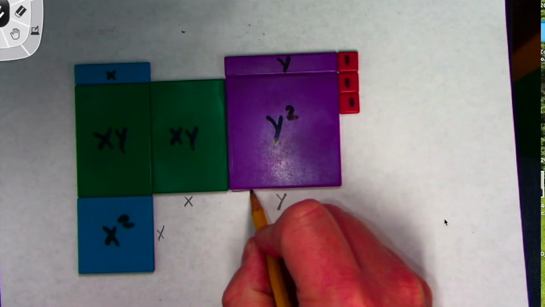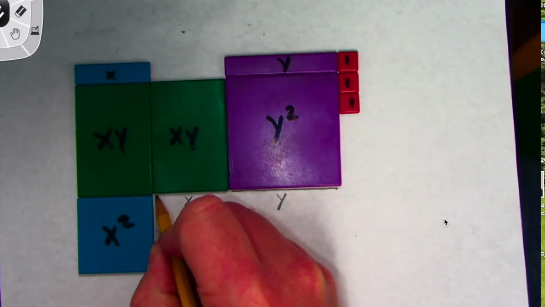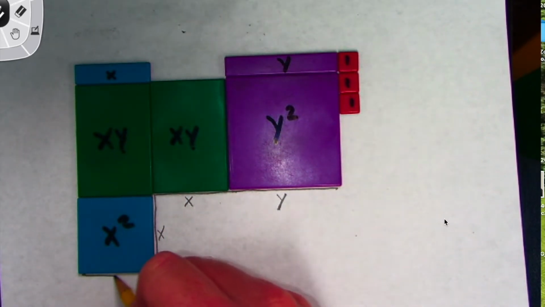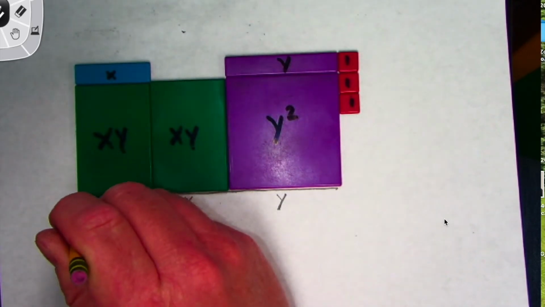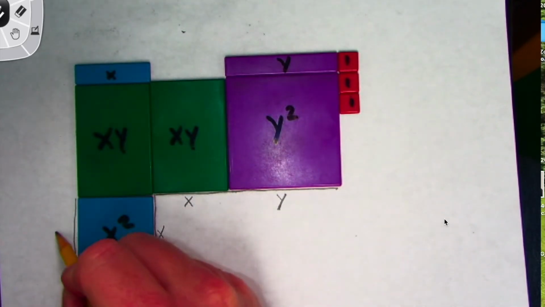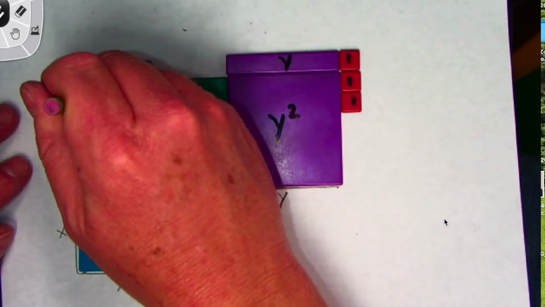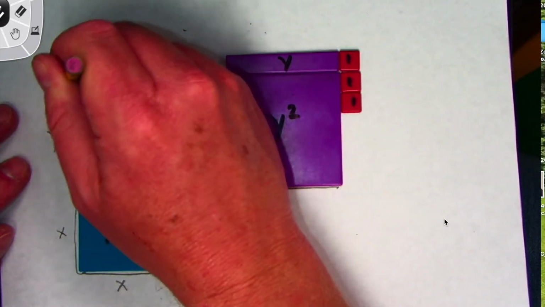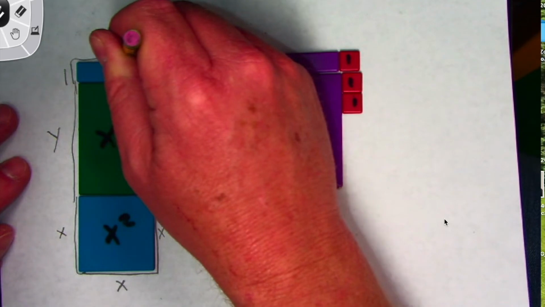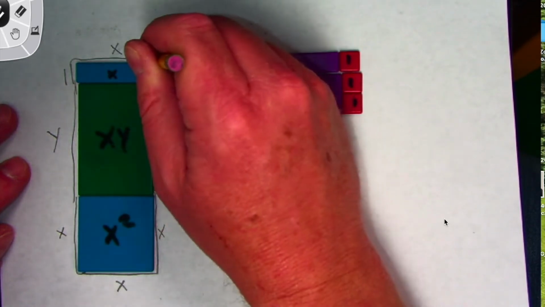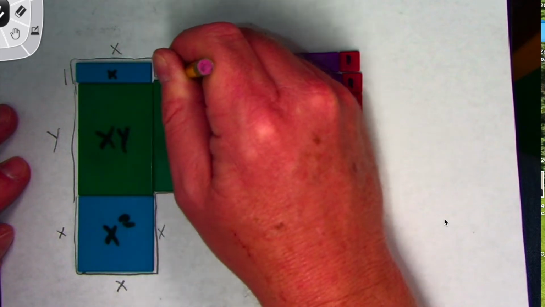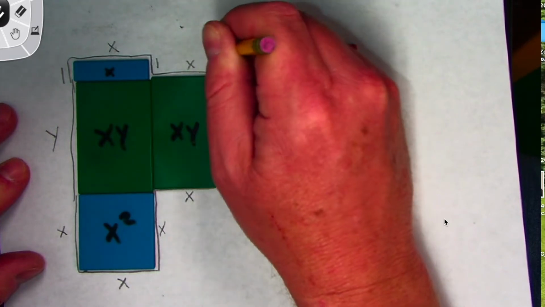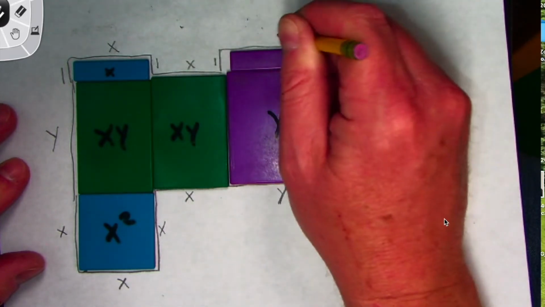Actually, can I trace it without bumping it around? This length right here is x. This length right here is x. This length right here is x. This length right here is y. This length right here is 1. This length right here is x. This length right here is 1. This length right here is x. This length right here is 1. This length right here is y.